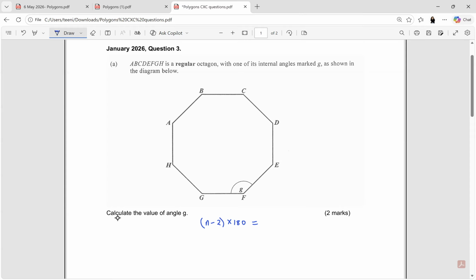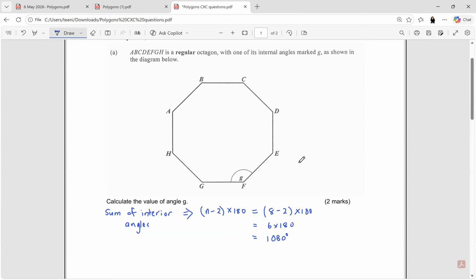But what are you calculating with that? 8 minus 2 times 180. And it gives us the sum of the interior angles, right? So the sum of the interior angles is what Zara is calculating. 8 take away 2 times 180, and that's 6 times 180. How much is it? 1080. Okay, and then what? Divided by 8. Why are we dividing by 8? To find one angle. Good. Because all the angles are equal.